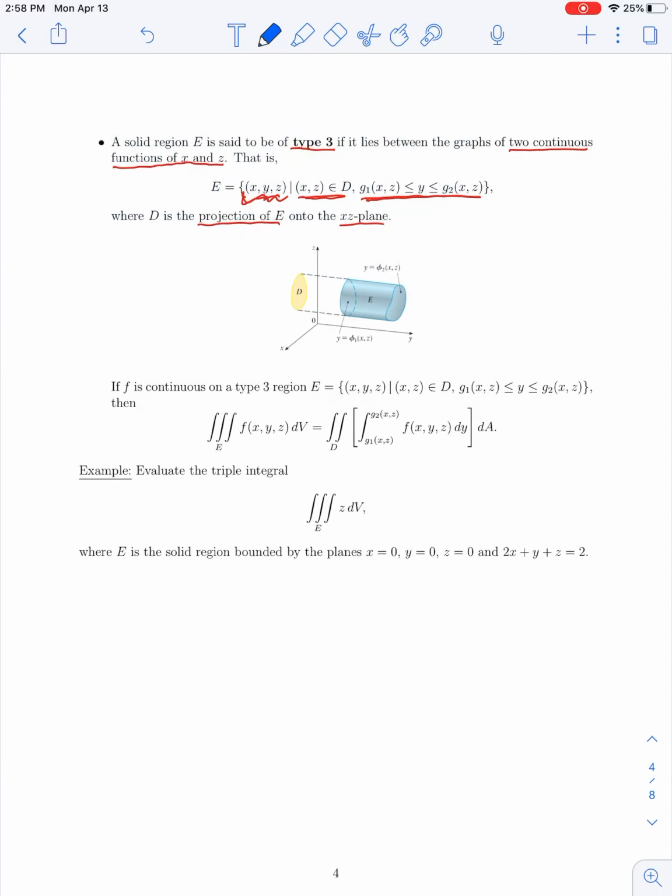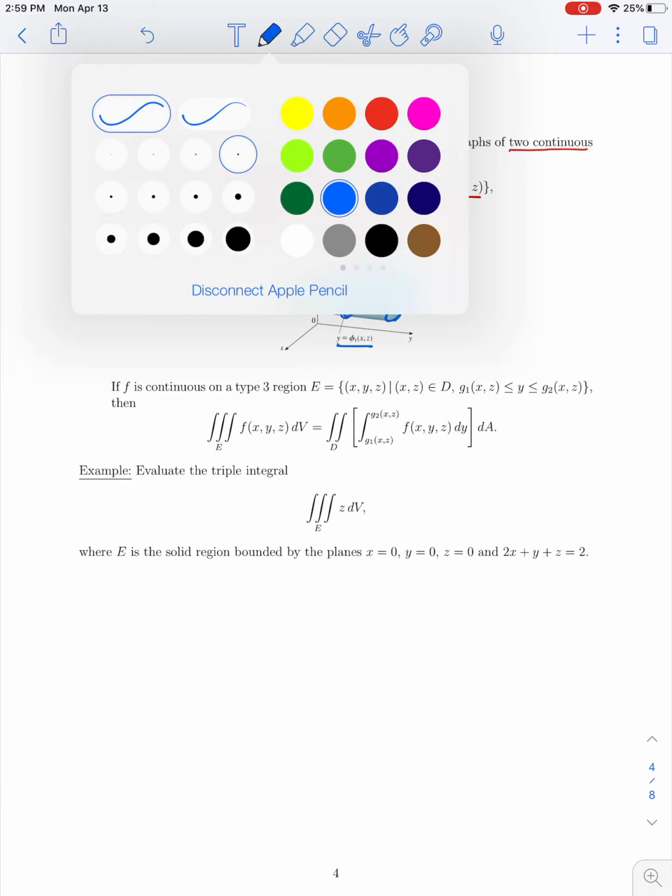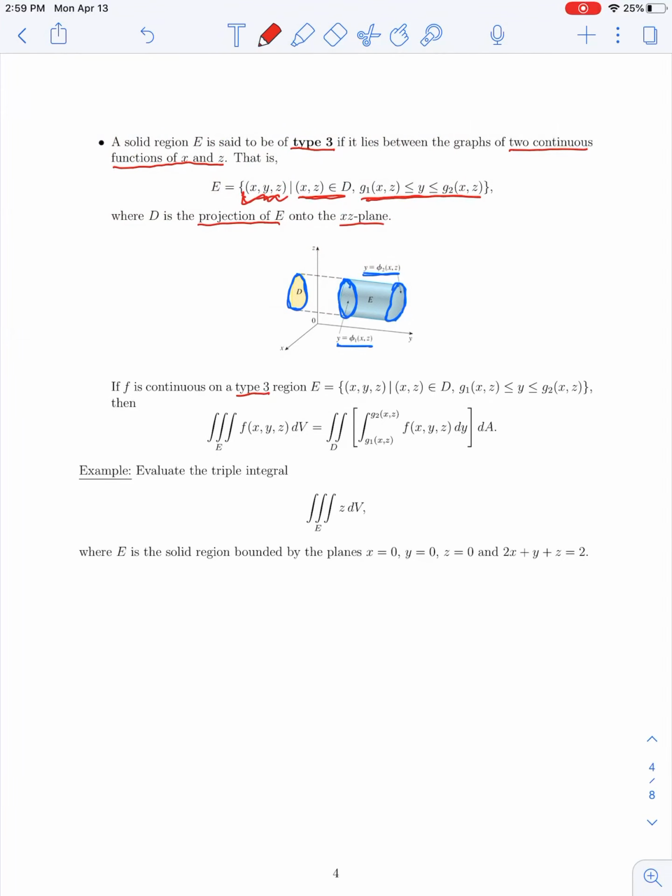So here in this figure, we have a region which could be thought of as being bounded above in the y direction by a function g2 or phi 2, and below by the graph of a function phi 1 or g1 of x and z, where if we project our solid onto the xz plane, our points x, z could lie within that region D. So to evaluate the triple integral of a function over a type 3 region, we would first integrate with respect to y, where y is bounded above and below by these functions g1 and g2 of x and z. And then we would evaluate the resulting function of x and z as a double integral over the region D with respect to area, where D is the projection of our solid onto that xz plane.